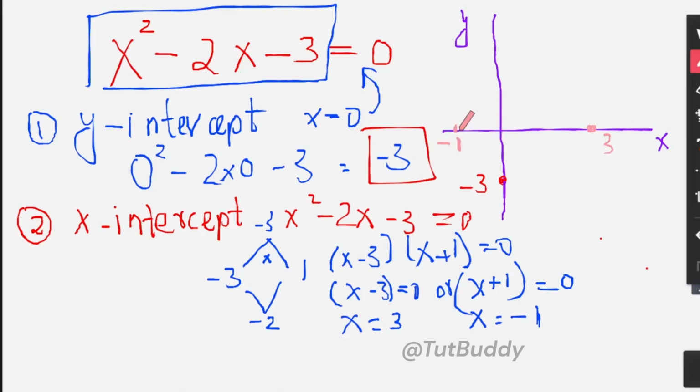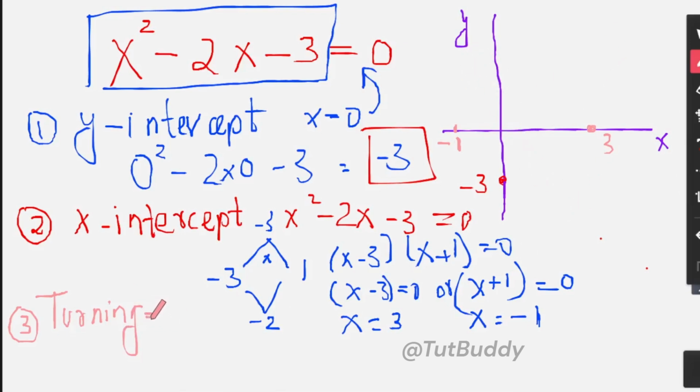Now, with all these things I can draw a graph. But one more very important thing to draw the quadratic parabola is to get the turning point. What do we mean by turning point? The turning point is the point from which your parabola will take a turn. It will go down and then it will go up.